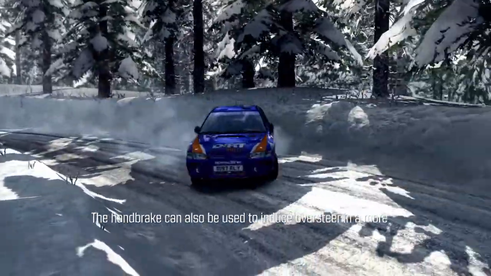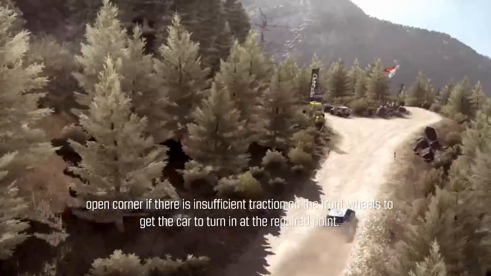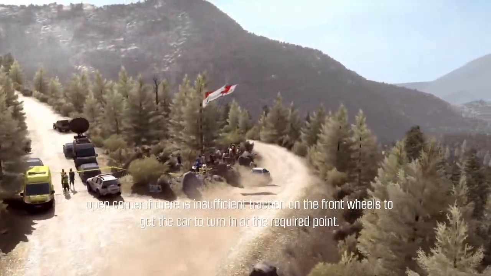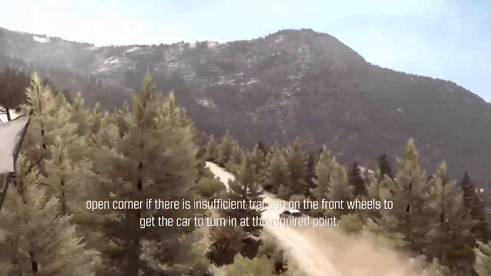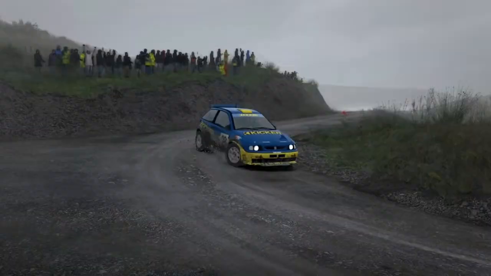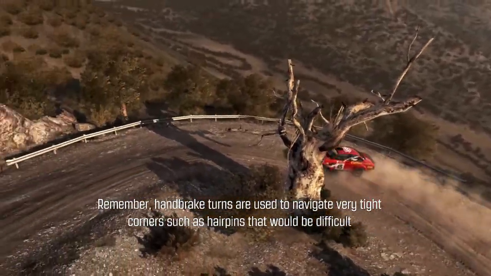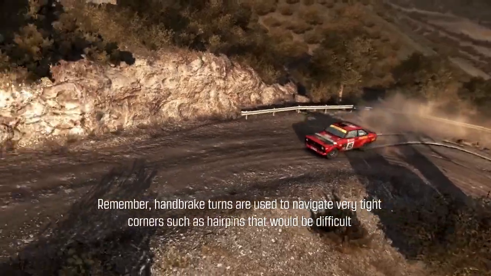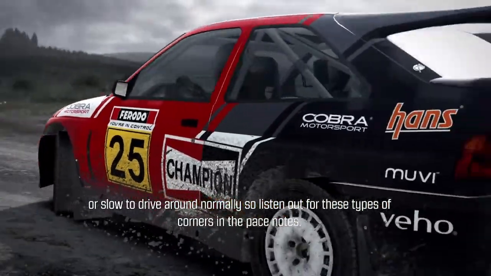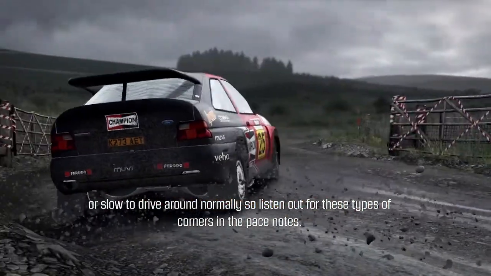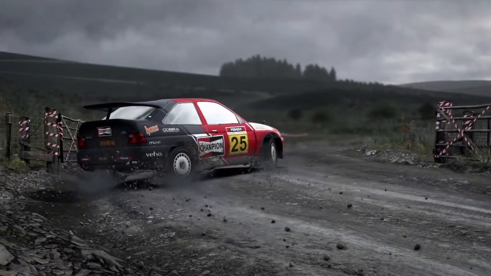The handbrake can also be used to induce oversteer in a more open corner if there is insufficient traction on the front wheels to get the car to turn in at the required point. Remember, handbrake turns are used to navigate very tight corners such as hairpins that would be difficult or slow to drive around normally, so listen out for these types of corners in the pace notes.